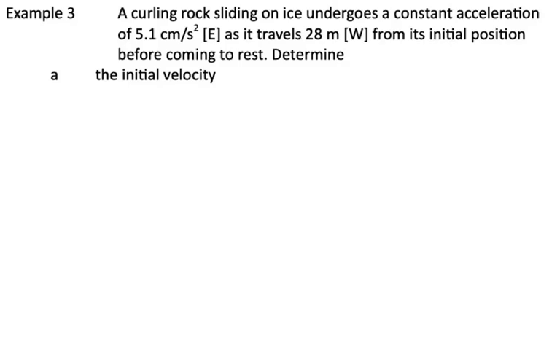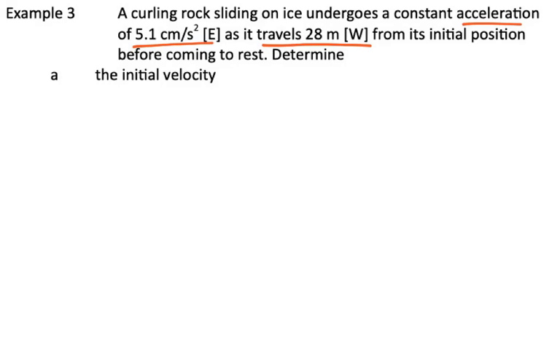In this example, we have a curling rock sliding on ice, which undergoes a constant acceleration of 5.1 centimeters per second squared east. You might look at that and think twice about it, because curling rocks, as they're let go, don't accelerate, they decelerate. Well, a deceleration is just a layman's way of saying it's a negative acceleration. And before I define the variables, looking at the direction of travel, it actually travels to the west. So a negative acceleration, a slowing down, is the same as an acceleration in the opposite direction.